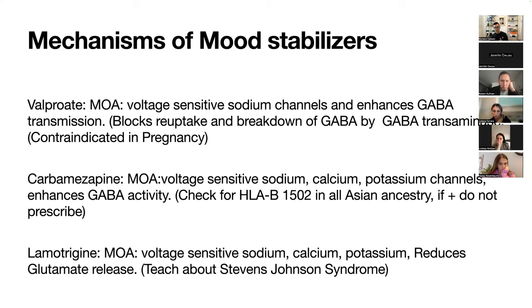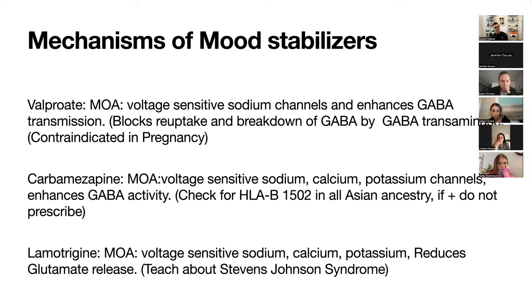Therefore, like I mentioned, there's a relationship between seizures and mood disorders. So, you know, if you stop seizures, you stop cycling from mood disorders also, all right? It enhances GABA. So GABA is inhibitory. So by increasing GABA, you also bring down the action potential and also stop the secretion of your monoamines, right? So it blocks reuptake and breakdown of GABA, but Depakote is contraindicated in pregnancy, all right?